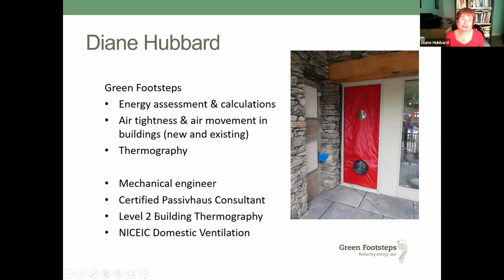So Jonathan's already explained a little bit of my background. I do quite a bit of work on air tightness and looking at the energy consequence of air movement in buildings, some work on thermography as well. What I do has evolved over the time that I've been working in the field. I started as a householder wanting to understand the building I'd got. So it's a process of evolution. We all start from the beginning at some point.